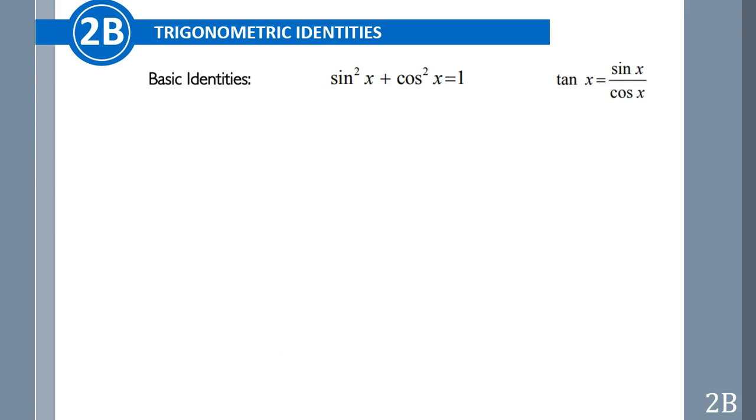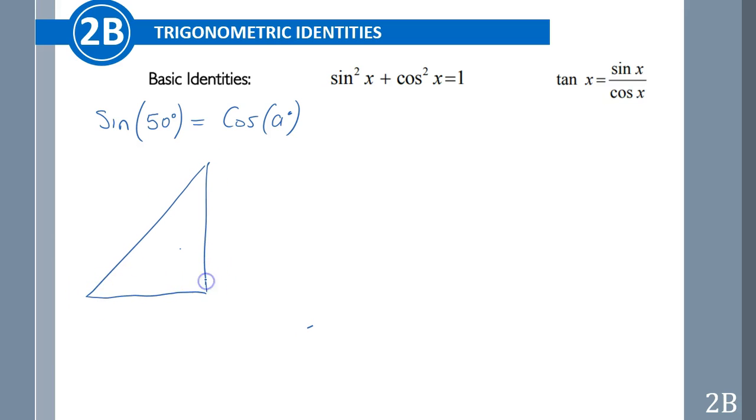I might just borrow a question here. Let's say we want to find what cos of A is, and they've told us that it is the same as sine of 50. Now we can draw a bit of a diagram to represent this. So we're talking about a triangle. We're in the first quadrant, so it's all positive. And we've got sine of 50 degrees. We don't know what sine of 50 is, but we know that it's the opposite side over the hypotenuse.